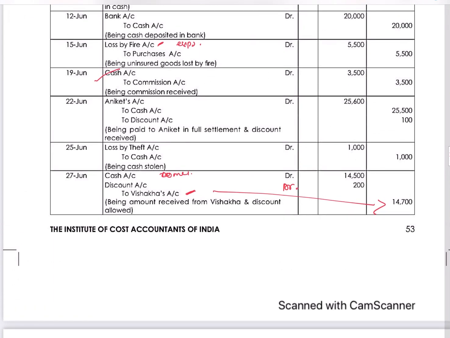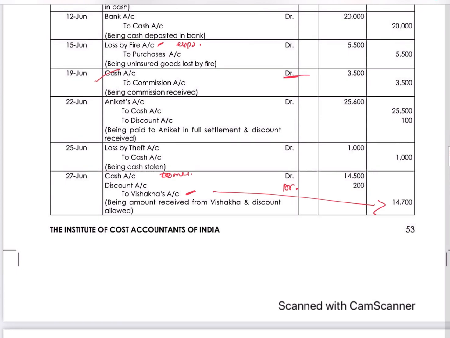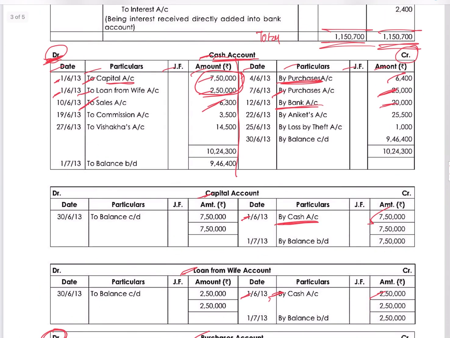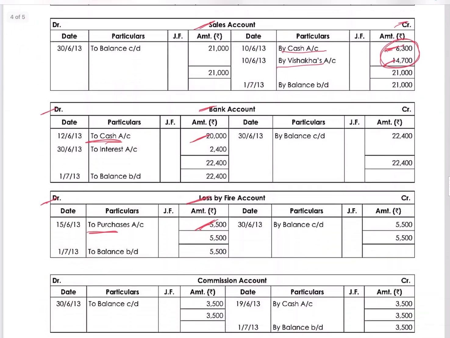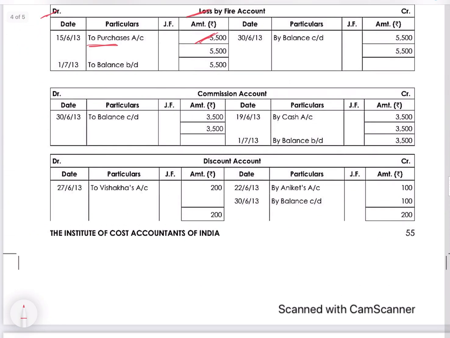Like next, cash account debit to commission. Cash account should be debited with 3,500, correct? So we go to cash on the debit side. This is the debit side, right? On the debit side, we will write to commission 3,500. And we'll make a commission account, as we don't have it, and credit that account with 3,500 by cash. Okay.